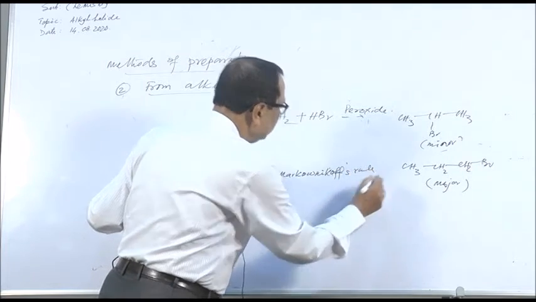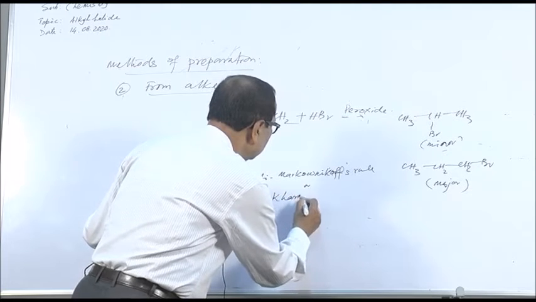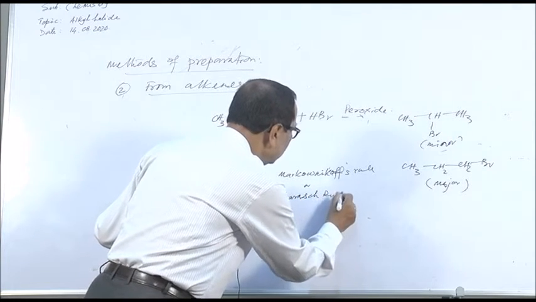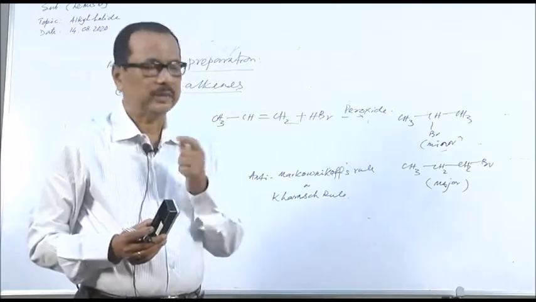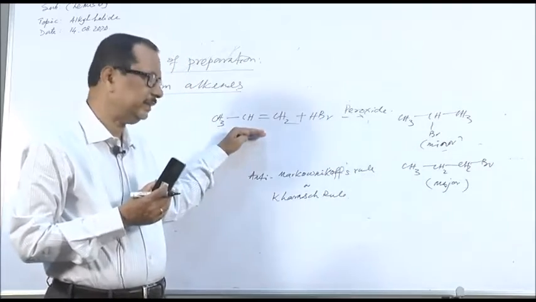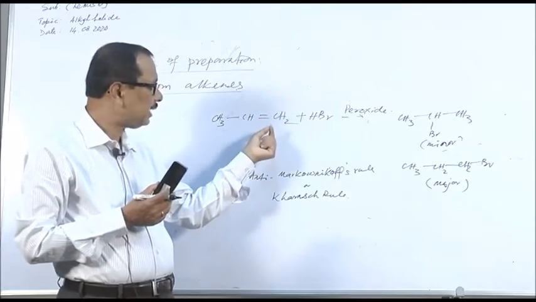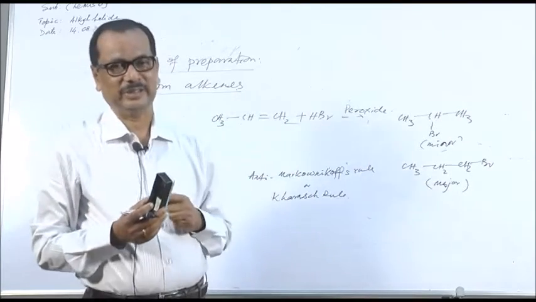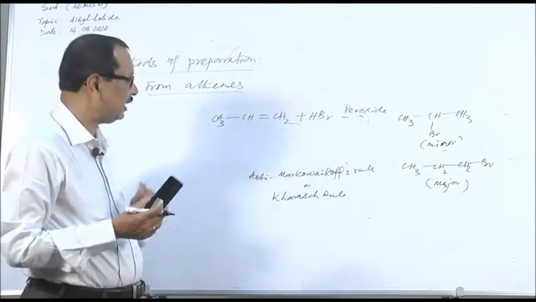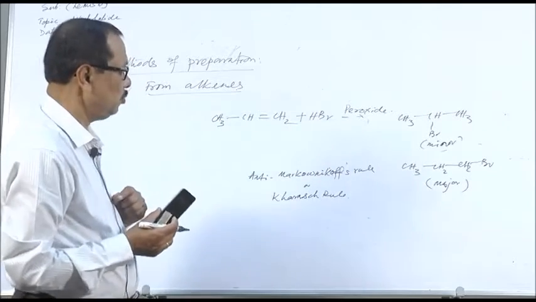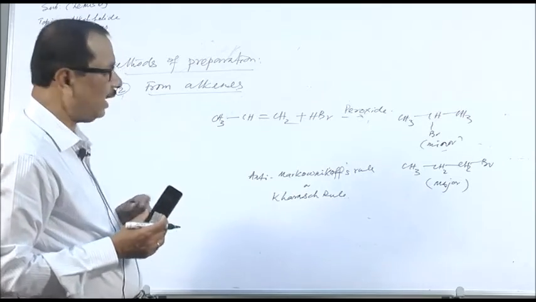Anti-Markovnikov's rule is also called Kharasch's rule. It is just the opposite. The anti-Markovnikov rule says that when addition occurs in an unsymmetrical alkene in the presence of peroxide, the negative part of the addendum goes to that carbon atom which contains more hydrogen atoms. This is the product opposite to that of Markovnikov's rule. Hence it is called the anti-Markovnikov rule or Kharasch's rule. So this is another method of preparation of alkyl halide from alkene.